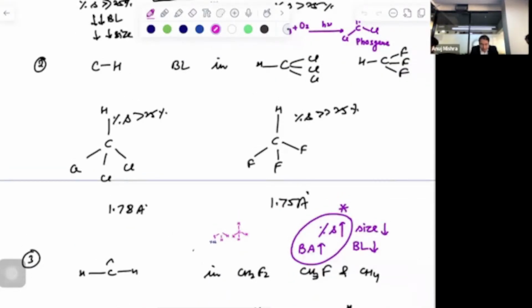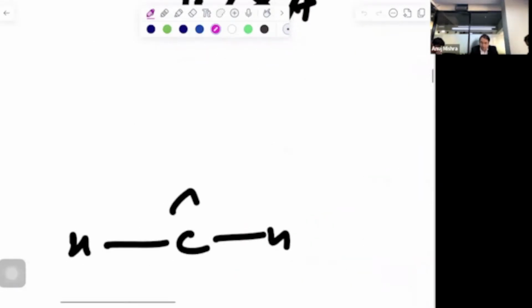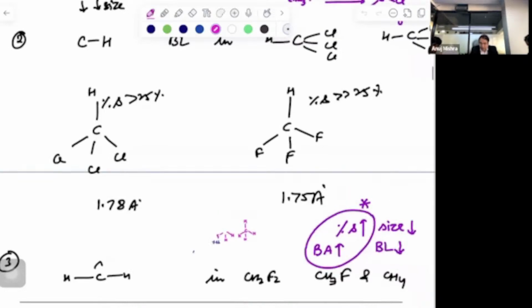Compare the HCH angle in CH2F2, CH3F and CH4. Compare the bond angle, basically the HCH angle, in CH2F2, CH3F and CH4. Solve it.